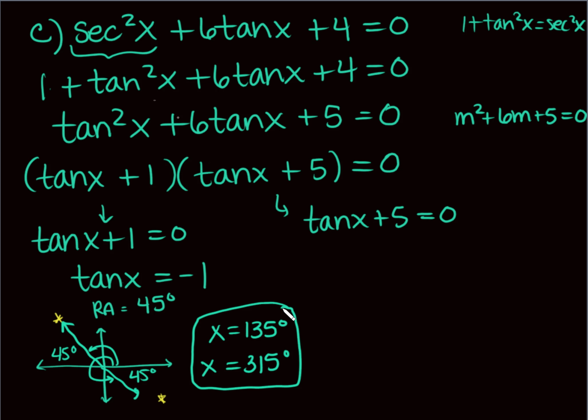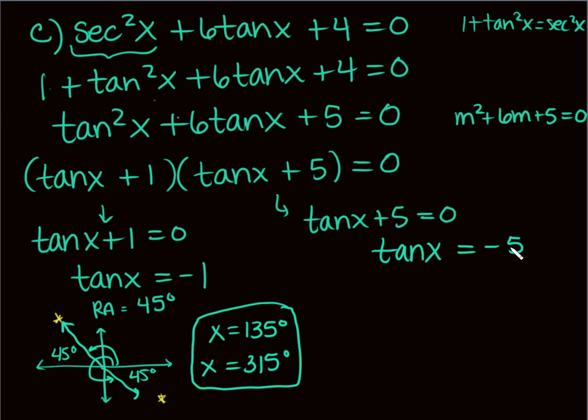Again, if I were finding all solutions, I actually would just take 135 plus 180k. But I don't want all solutions. I just want two solutions, those solutions between 0 and 360. Now let's look at this one. This one's not going to be quite as easy. We're going to have to mess with this a little bit. Tangent of x equals -5.